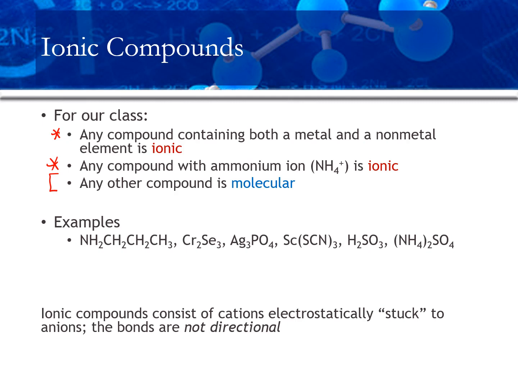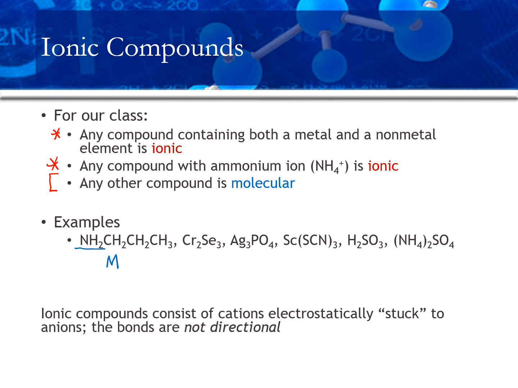So fairly simple. Look for a metal and a nonmetal. If they're both present, it's ionic. Look for the formula to begin with an NH4. If it does, it's ionic. Otherwise, it's molecular. That's it. So let's just look at some examples and identify these as either ionic or molecular. This formula begins with an NH2. That's not an NH4. So this is molecular.